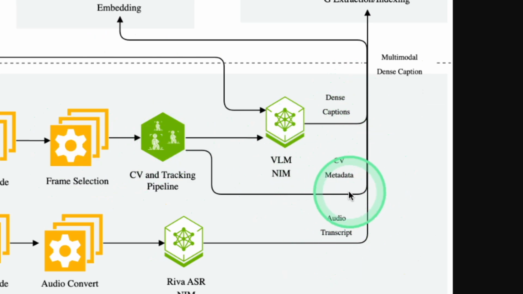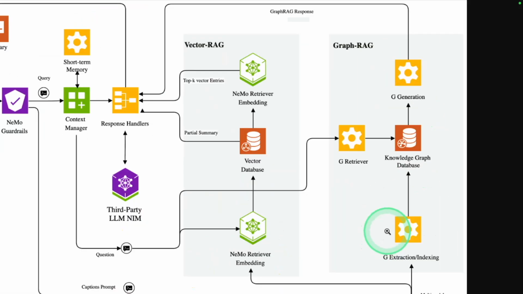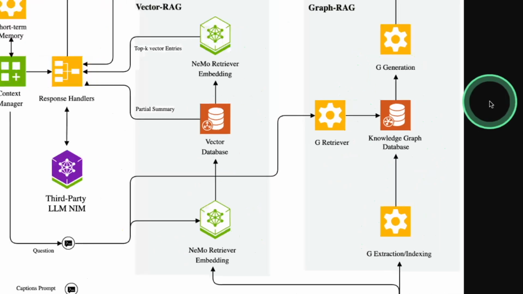So all this information is stored in two databases. One is a knowledge graph database, another one is a vector database. This is a more optimized approach using both vector RAG and also graph RAG. So this is the first step of storing the provided video data into the database.